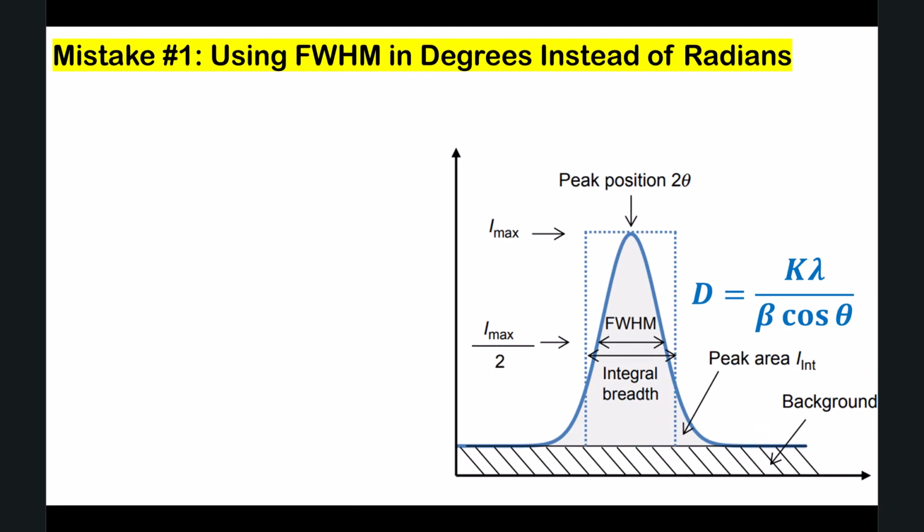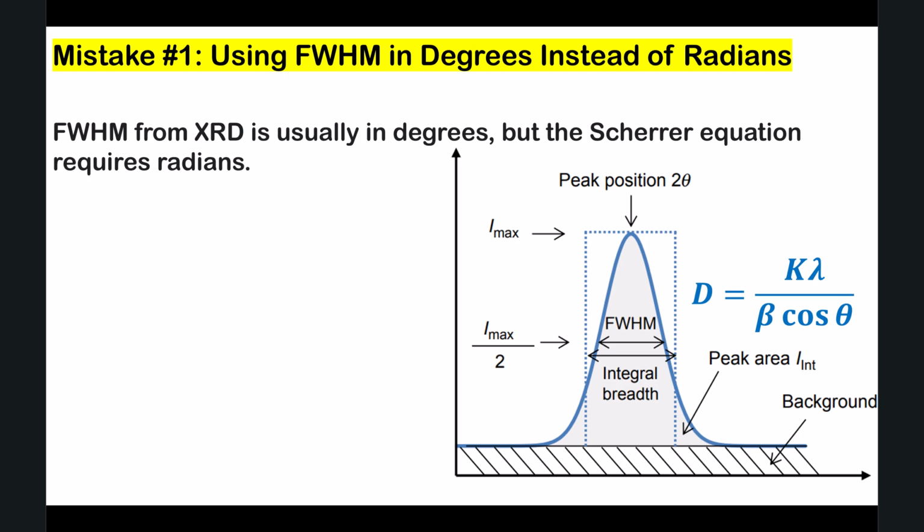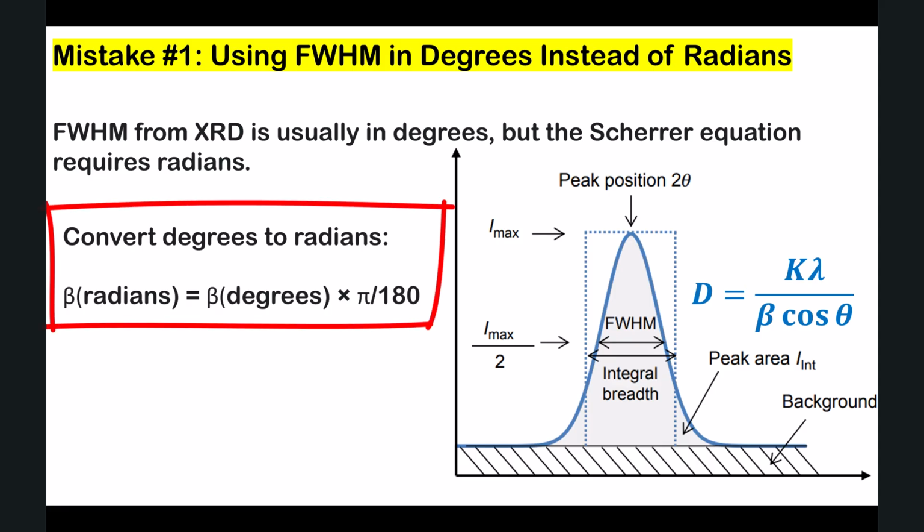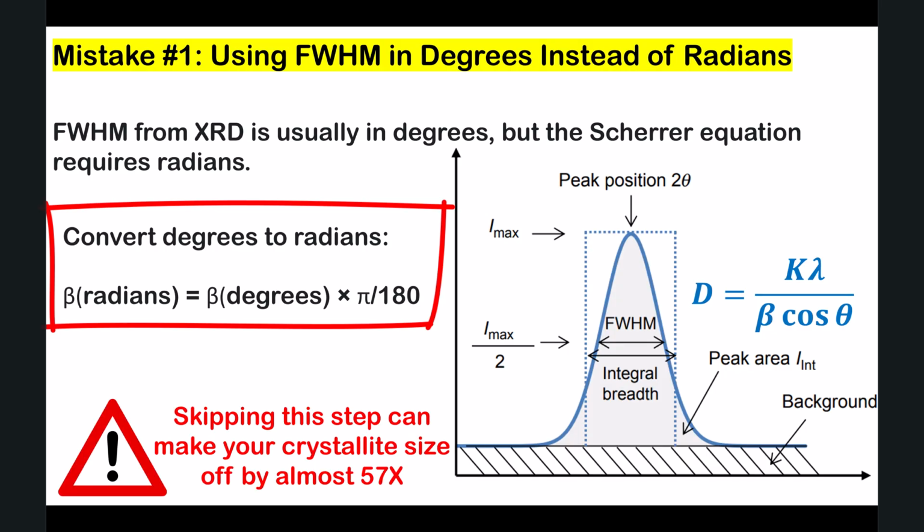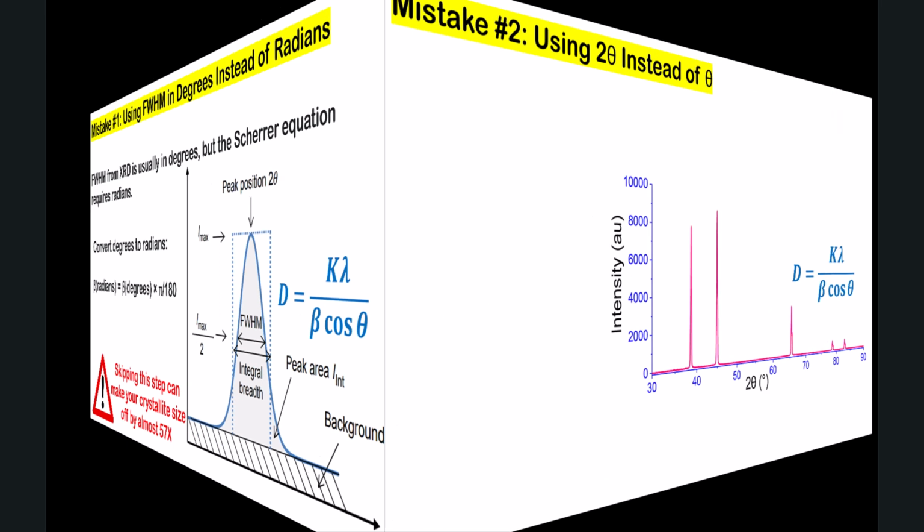Then let's talk about the first and most common mistake, using FWHM in degrees instead of radians. Most XRD software gives peak width in degrees, but the Scherrer equation requires radians, so you must convert it using the standard formula. If you skip this step, your result can be off by nearly 57 times.